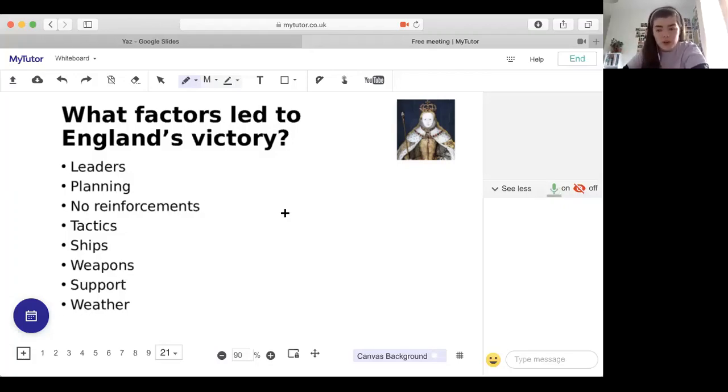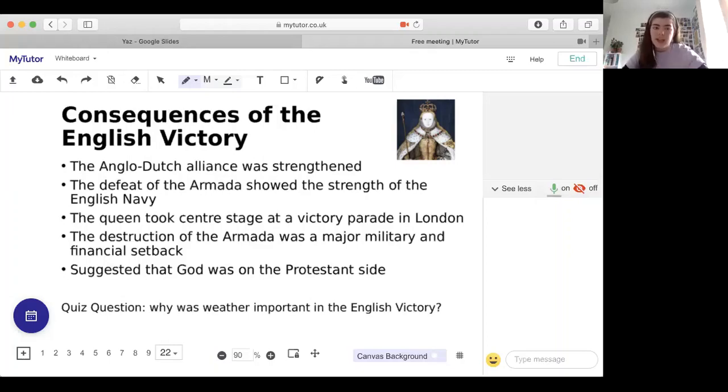So what were the consequences of the English victory? The Anglo-Dutch alliance was strengthened, so Protestantism in the Netherlands survived and strengthened the Protestant cause in Europe, which is good from a religious point of view. The defeat of the Armada showed the strength of the English Navy. It's sort of the English Navy's debut. It also encouraged English merchants to trade with Europe and boosted English confidence to explore. They've just proven that they've got a navy that can take on one of the biggest navies in Europe. They can take on Spain. So more merchants are keen to get boats out, and more explorers are keen to start exploring the New World and rivaling Spain on the high seas.